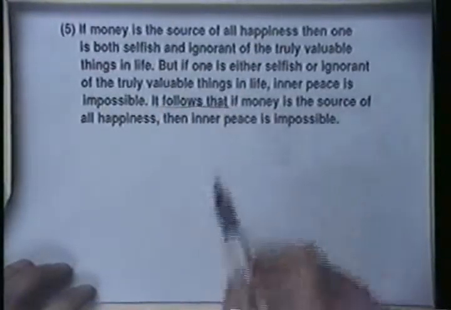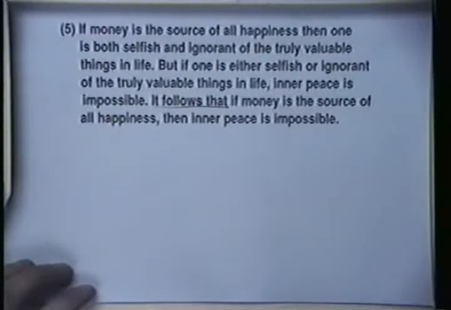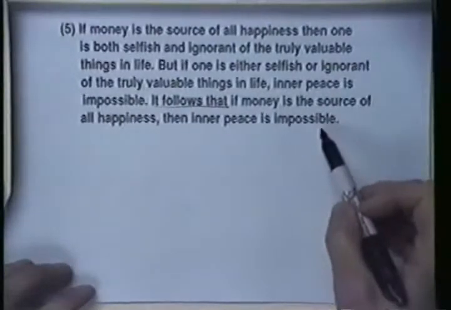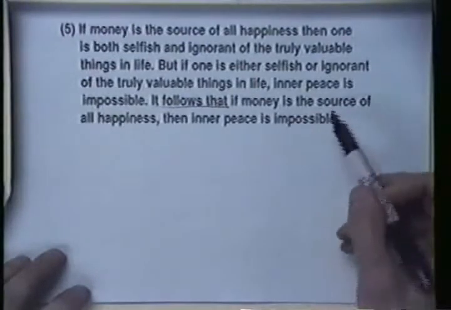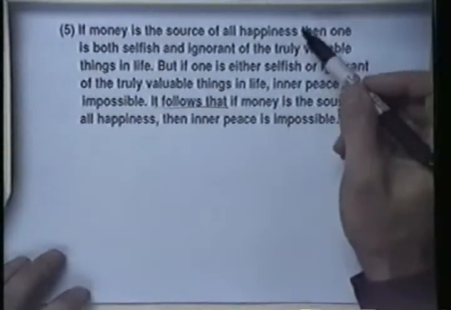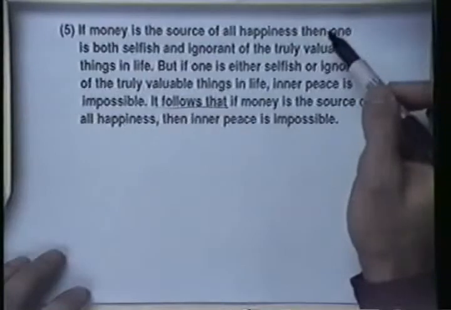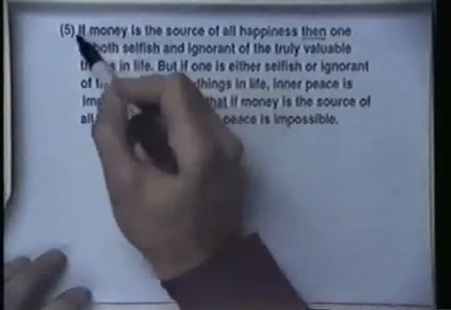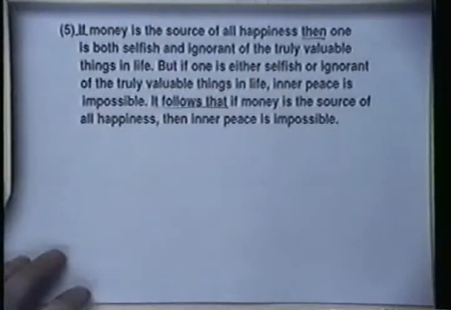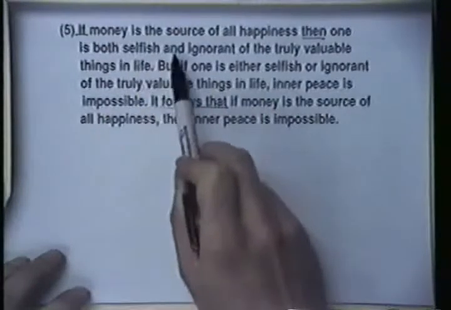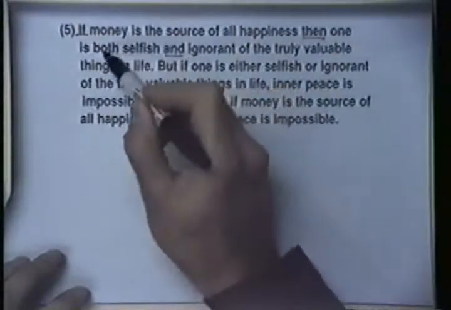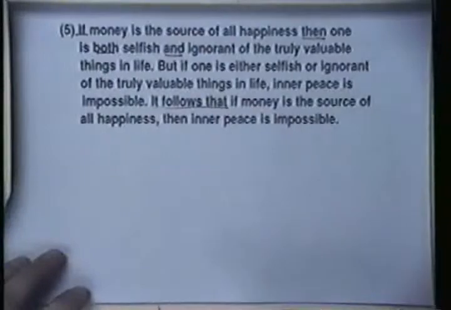And here we've got "it follows that." That's the conclusion indicator. So we know that this is our argument's conclusion. Let's begin with the first premise. If money is the source of all happiness, then, so we've got a conditional statement here, one is both selfish and ignorant of the truly valuable things in life. So we have a complex conditional whose consequent is itself a conjunction. The "both...and" shows the conjunction.